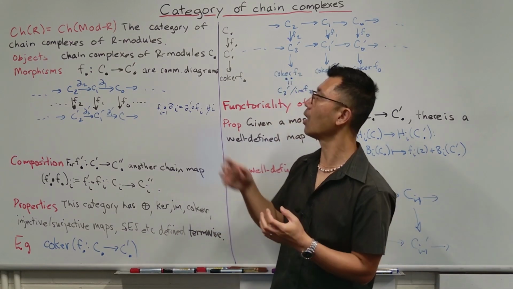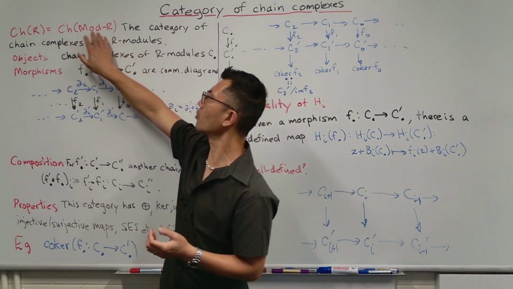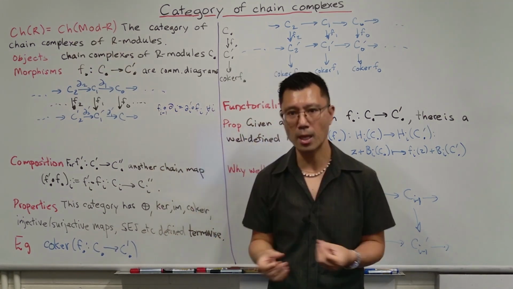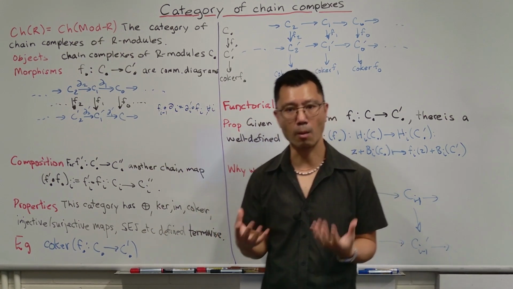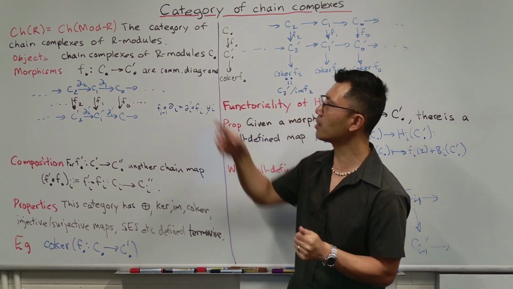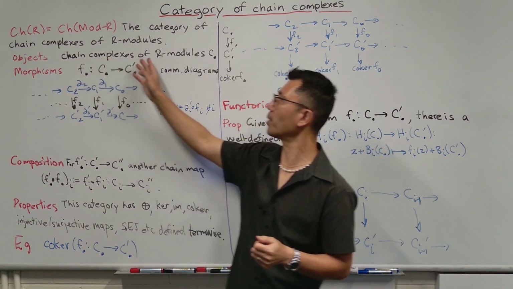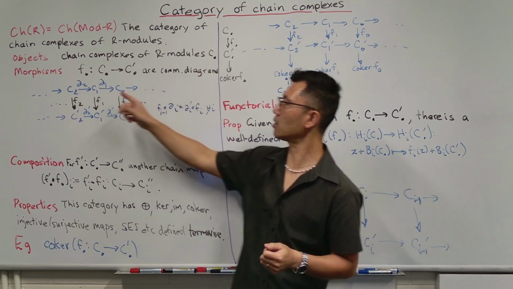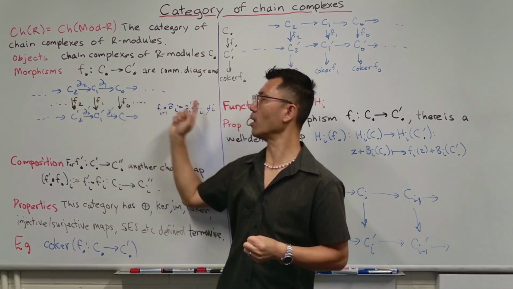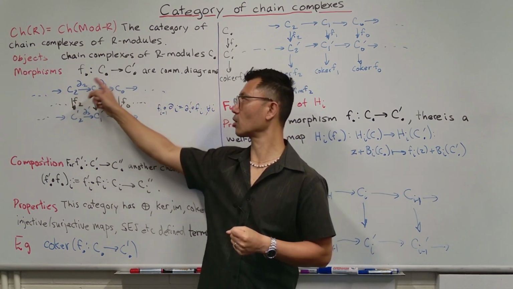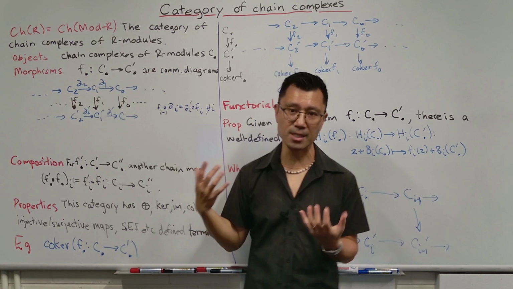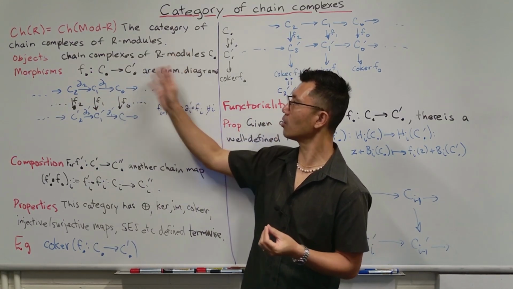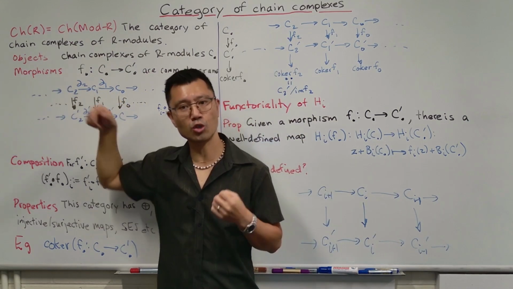Okay, so for example, we can talk about the category of R modules. The objects are themselves just R modules, and you can talk about R module homomorphisms or R linear maps. In this case, the objects will just be chain complexes of R modules. So they're things like this. Often we'll denote it by C dot. So here's a C dot. It's a sequence of R modules and maps between them, such that the composite of any two consecutive maps is 0.